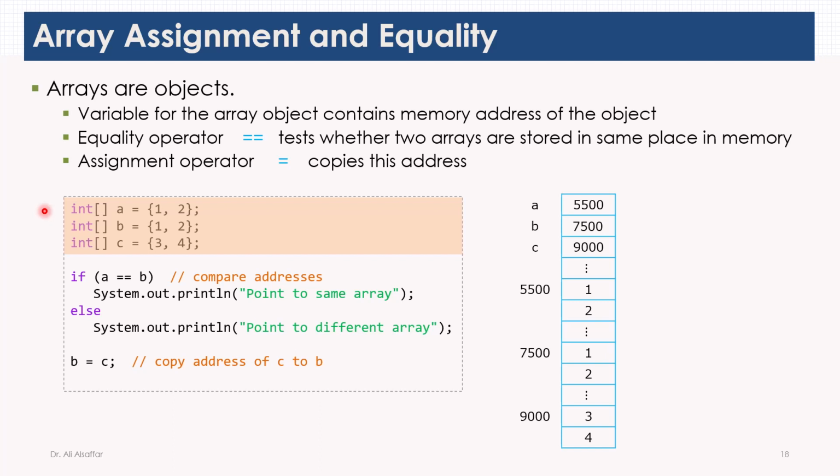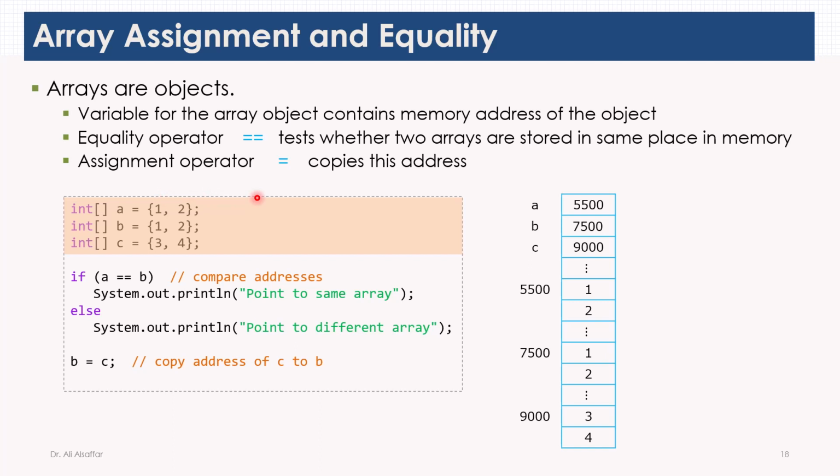Consider the following code. We are declaring three arrays, all of them of type integer. The first array A is initialized with the constants 1 and 2. The second array B is also initialized with the constants 1 and 2. And the third array C is initialized with the constants 3 and 4. Notice that the arrays A and B, element by element, are equal. So we say that the array A is equal to the array B.